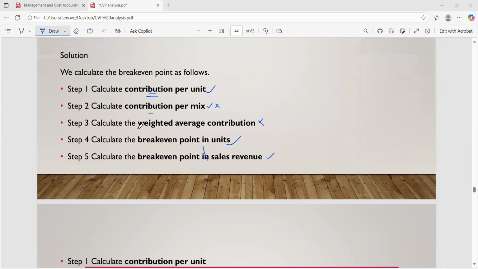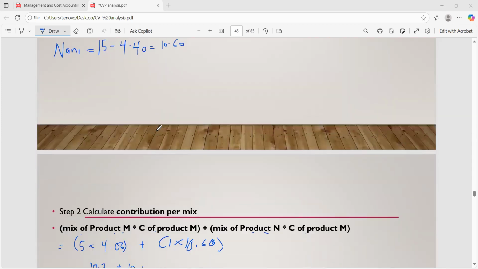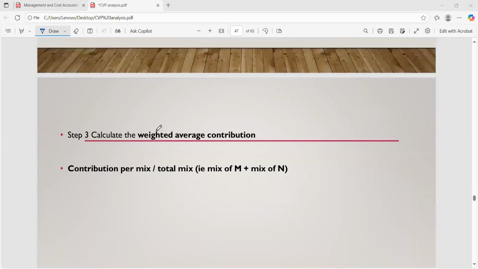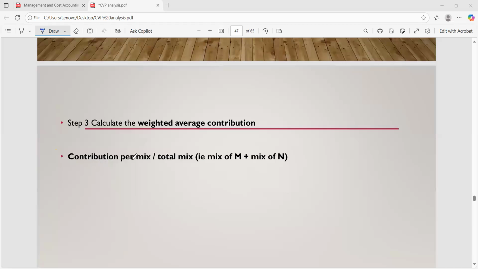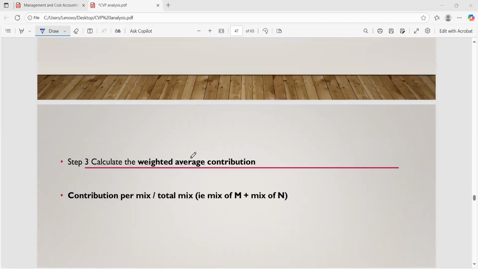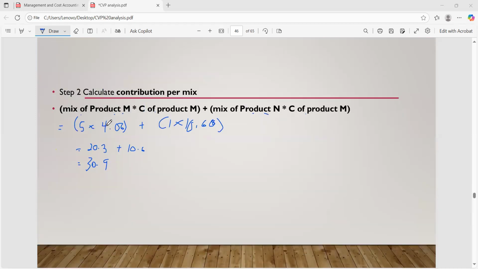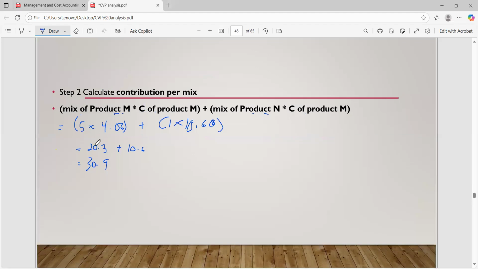It says calculate the average contribution. So it says the contribution per mix divided by the total mix. The contribution per mix divided by their total mix. So if I pick that of M, it is this one divided by the total. Then if I pick that of N, it is his contribution mix divided by the total. That is why I did it one after the other.